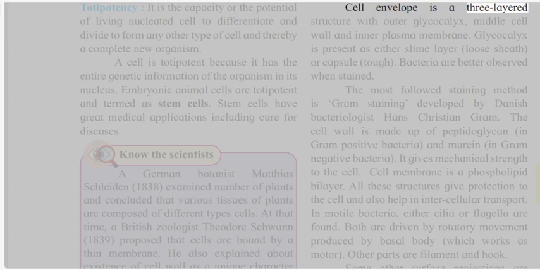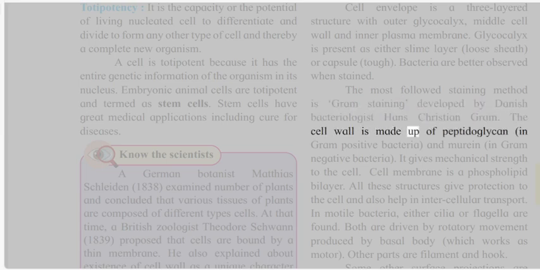Cell envelope is a three-layered structure with outer glycocalyx, middle cell wall and inner plasma membrane. Glycocalyx is present as either slime layer, loose sheath, or capsule, tough. Bacteria are better observed when stained. The most followed staining method is Gram staining, developed by Danish bacteriologist Hans Christian Gram.